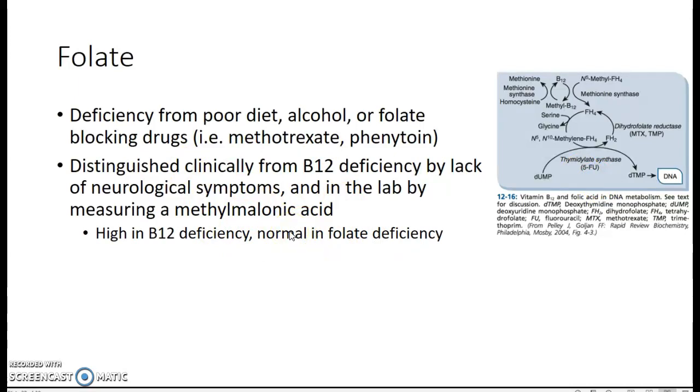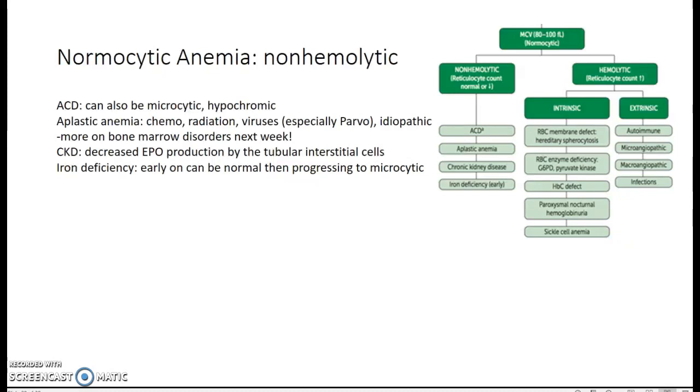So the big lab findings to distinguish these, obviously you get a low folate, but you can measure serum methylmalonic acid, which can also be helpful. That's going to be very high in B12 deficiency, but it's going to be low or normal in a folate deficiency. Folate deficiency is very similar to B12 overall, but you don't have the neuro symptoms associated with B12. So we're now going to move on to the normocytic anemias.